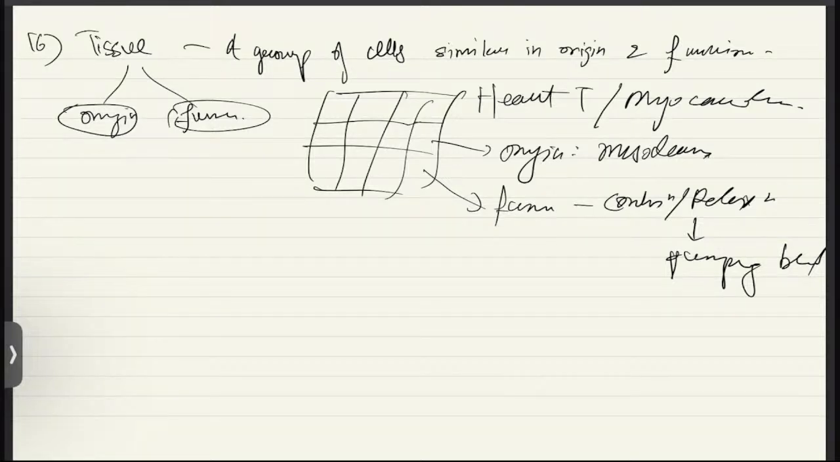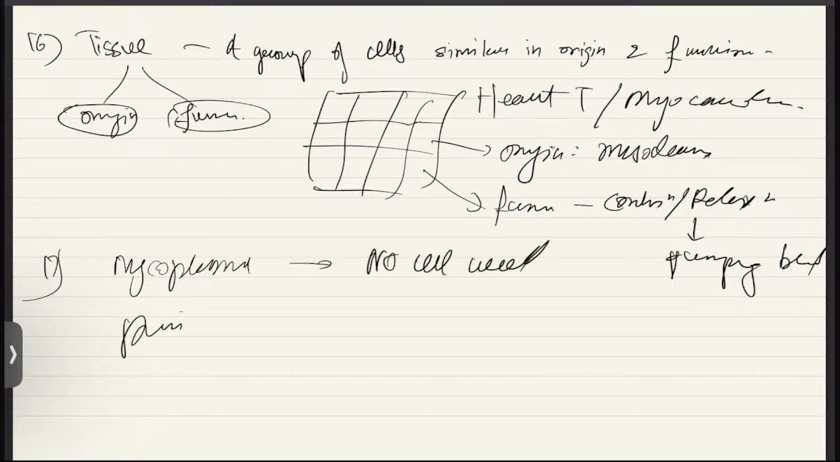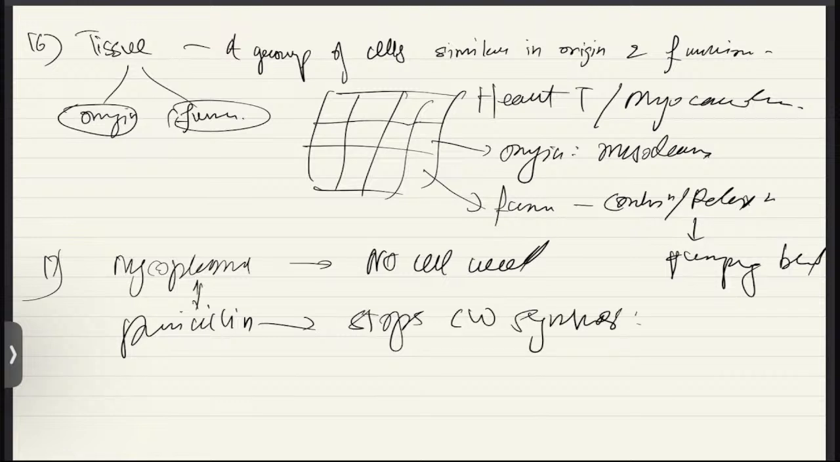Now, mycoplasma lacks a cell wall. Mycoplasma, there is no cell wall at all. How will penicillin go and act on it? Right, you're right. Penicillin will not act on mycoplasma. The simple answer is because mycoplasma has no cell wall and penicillin stops cell wall synthesis. These two cannot be clubbed. You cannot give penicillin to kill mycoplasma.